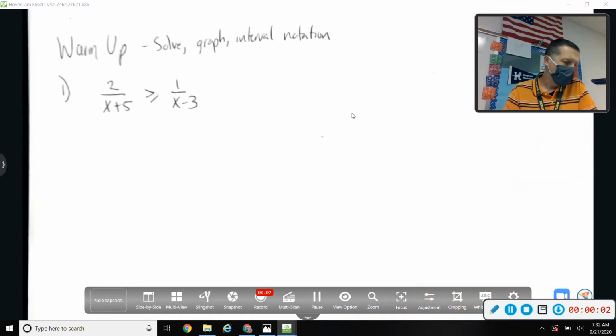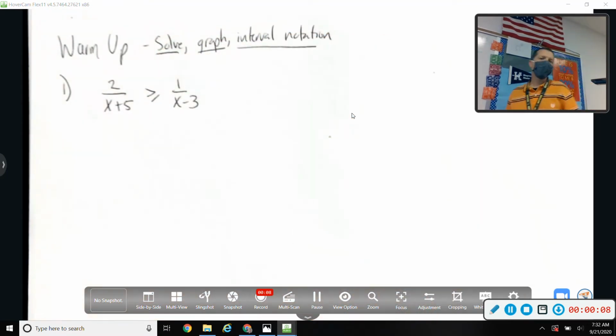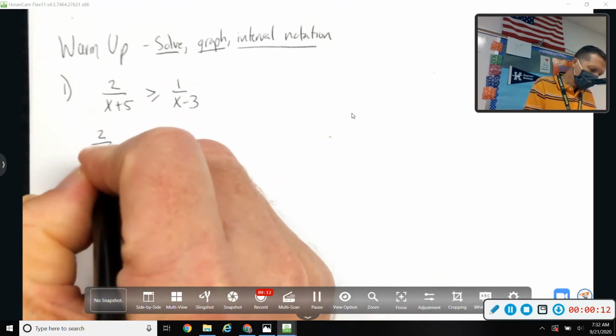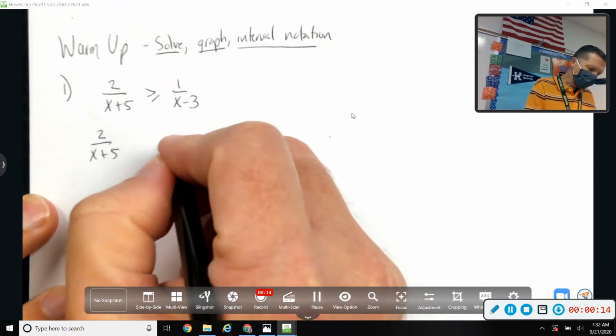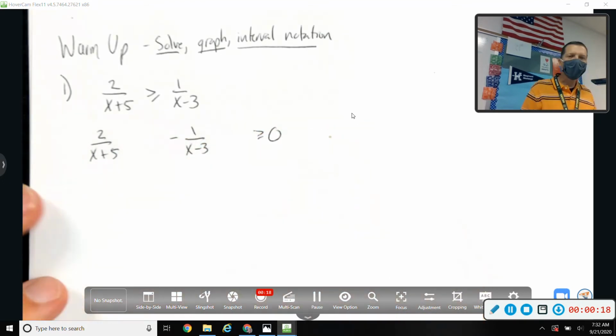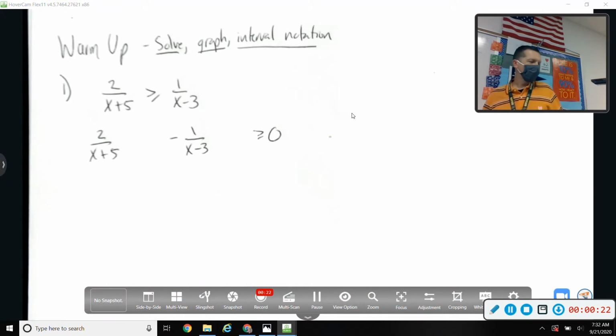Alright, so on this warm-up, solve, graph it, and then do interval notation. Let's move the 1 over x minus 3 over, because we want to compare it to 0. And I'm writing it kind of spaced out because I know already that there's going to need to be common denominators in there. So I'll go ahead and kind of prepare for that.